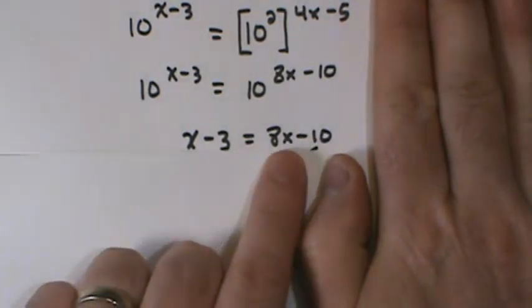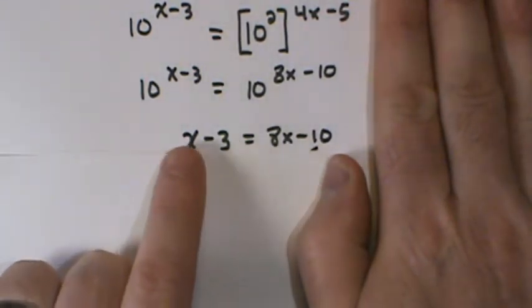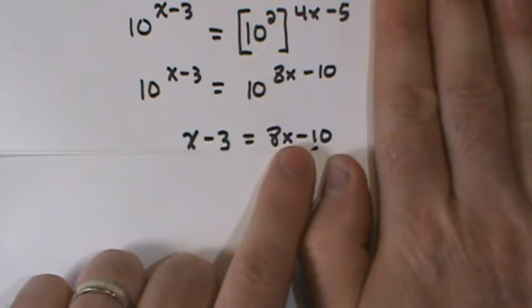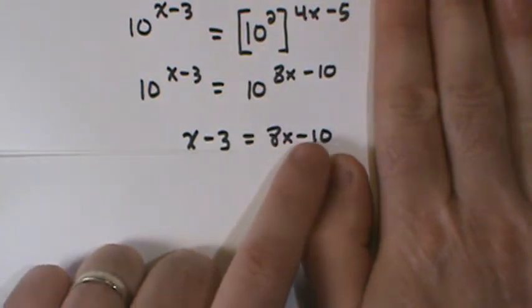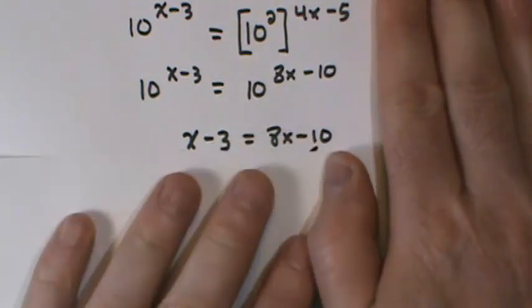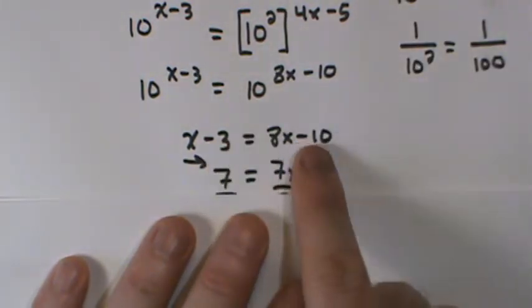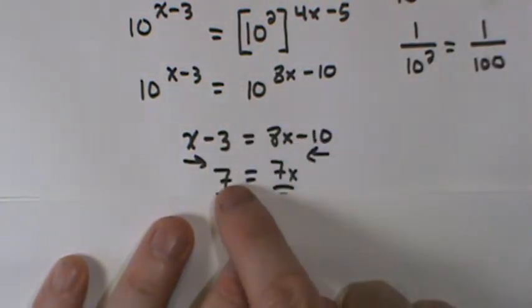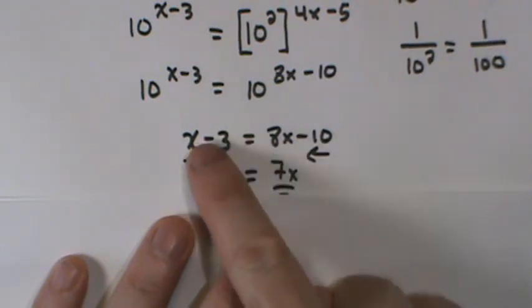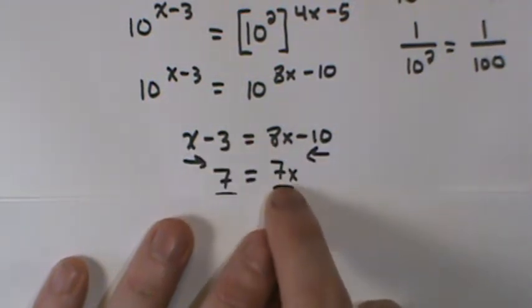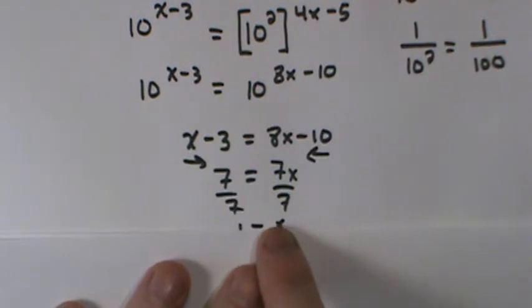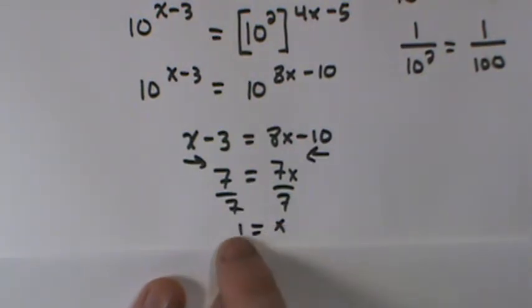The algebra now, pretty simple. We can move this x that's on the left to the right, making it a negative x, and this negative 10, we can move that to the left. As I move those terms, negative 3 plus 10 becomes 7, and the 8x minus an x becomes 7x. I divide by 7, and I get my x equaling 1.